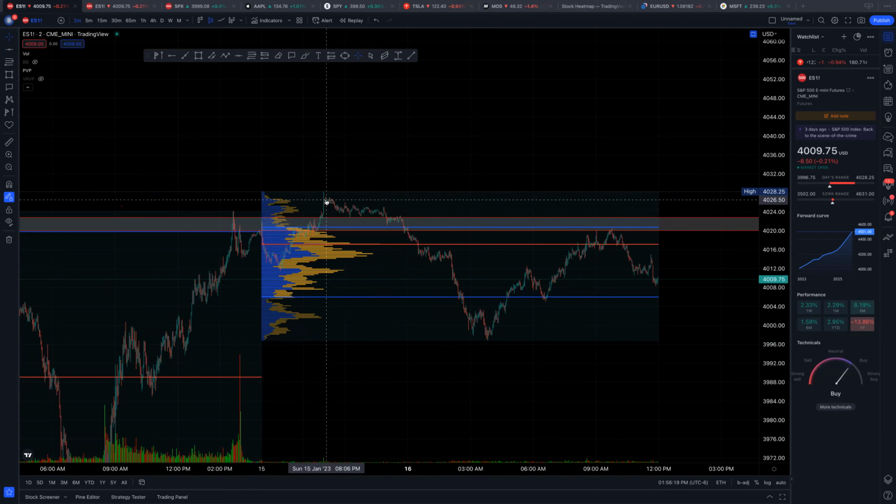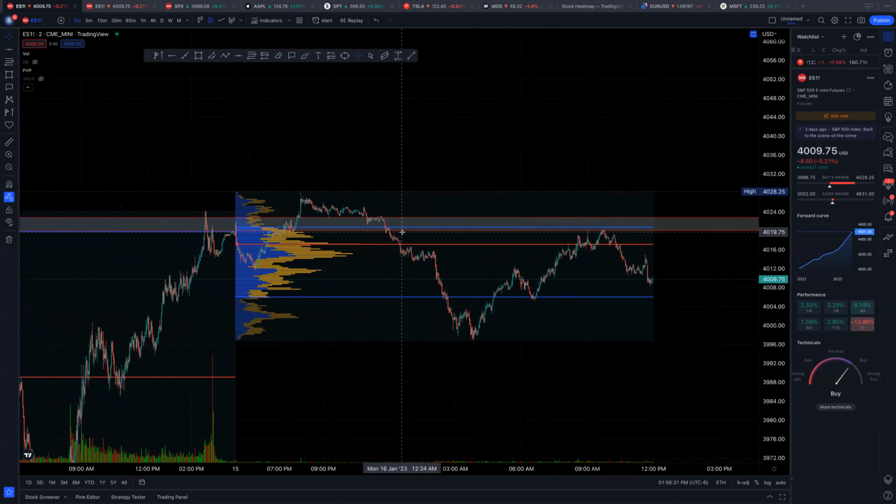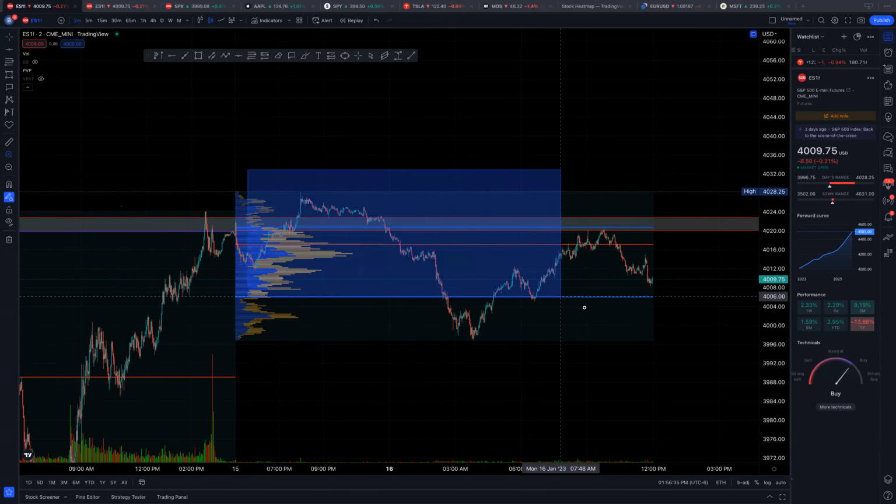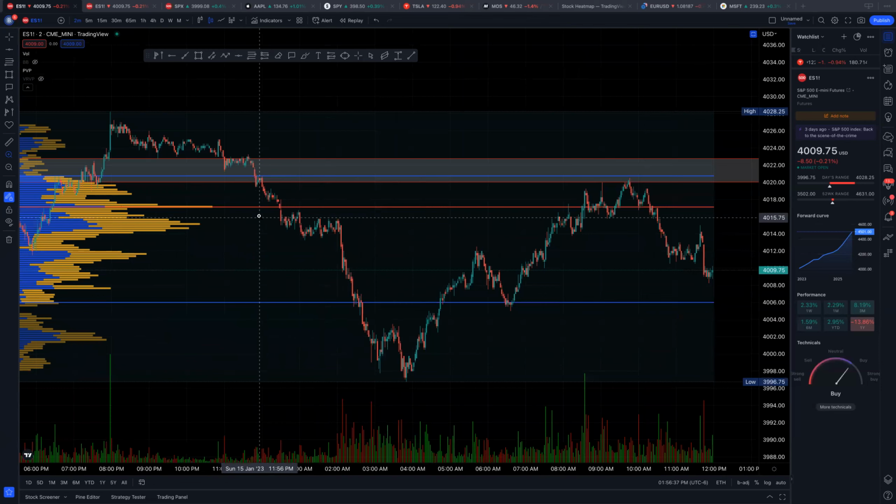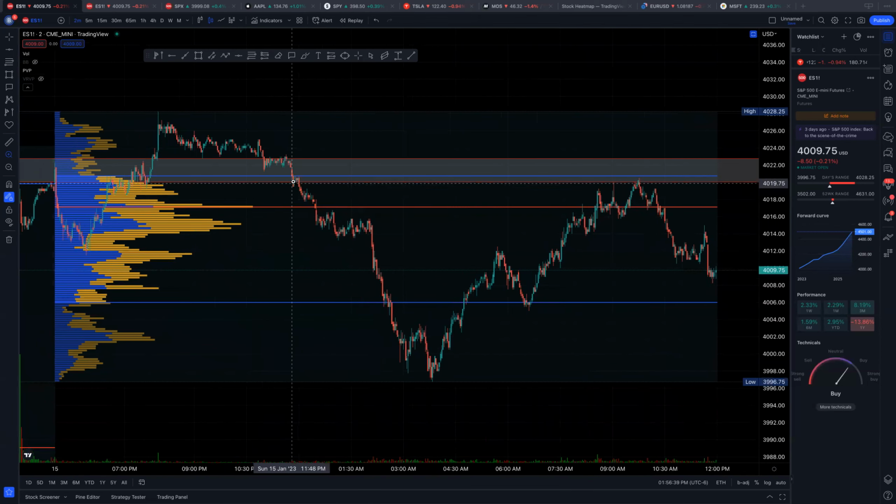I saw a break, came back down, it came inside the zone, and then I saw this big momentum to the downside. And I was like, you know what? I'm going to take this trade and have a stop. And let me zoom in. So I took this trade here and had a stop above this candle.